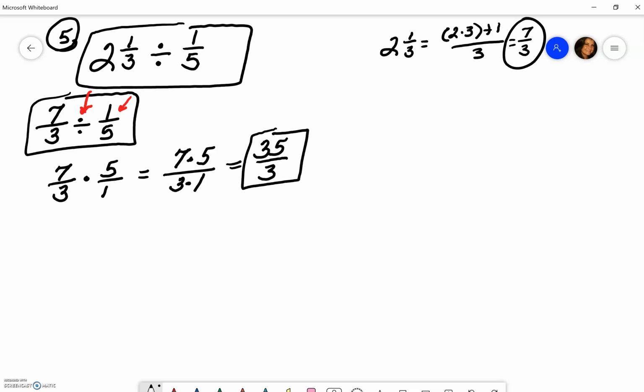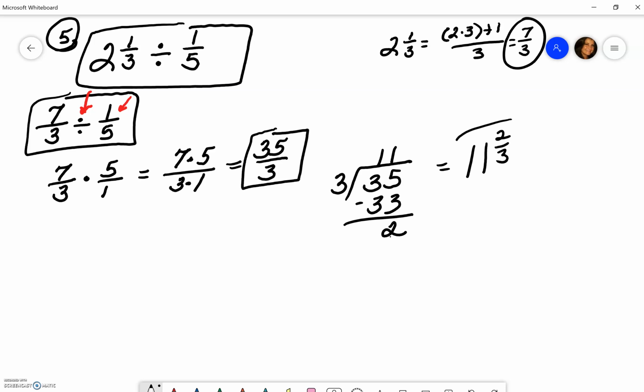Here's our improper fraction. We're going to convert it to a mixed number, so it becomes a division problem. And then when you enter this into your calculator, you end up with a whole number. And then we know that 11 times 3 is 33. We subtract out, we have a final remainder of 2. So this is expressed as 11 and 2 over 3. There's our mixed number, so there's our conversion.